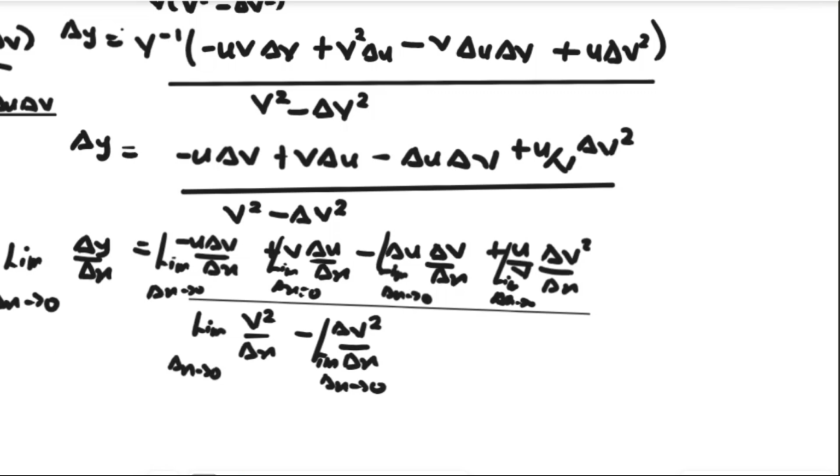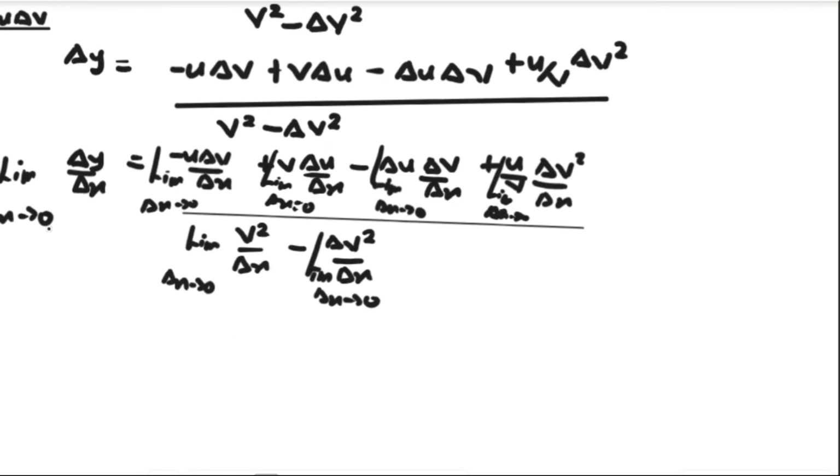So the limit of delta y over delta x as delta x tends to 0 is equivalent to dy/dx, which is equal to minus u, since u is a constant, so we can factorize that out. Minus u, the limit of delta v over delta x as delta x tends to 0 is the same thing as dv/dx, plus, this v is a constant, so we can bring it out. v, the limit of delta u over delta x as delta x tends to 0 is the same thing as du/dx.